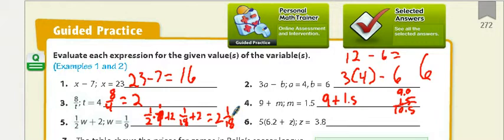And then for number 6, 5 times 6.2 plus z. So we're going to have 5 times 6.2 plus 3.8. 6.2 plus 3.8 equals 10. 5 times 10 equals 50.